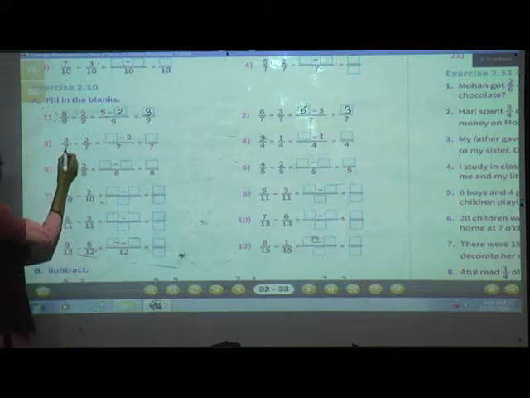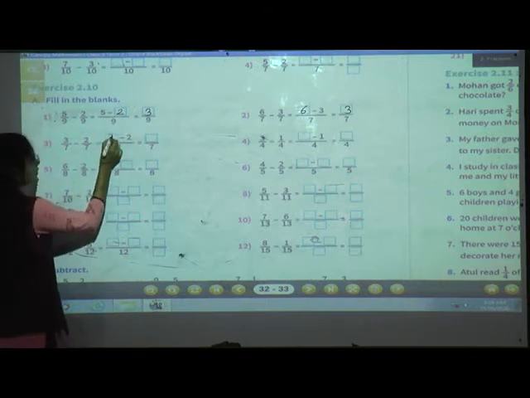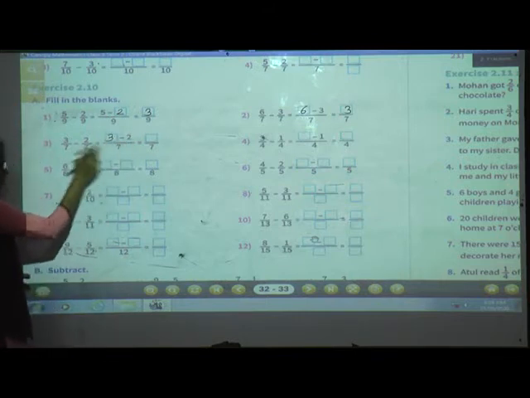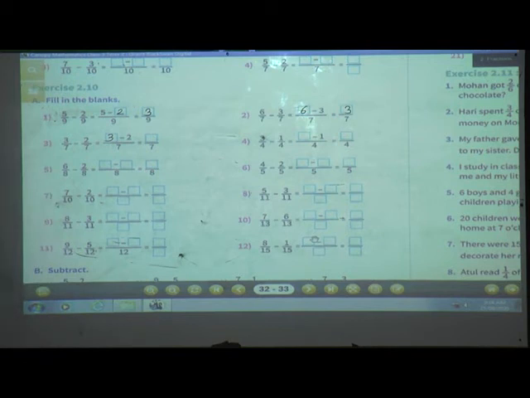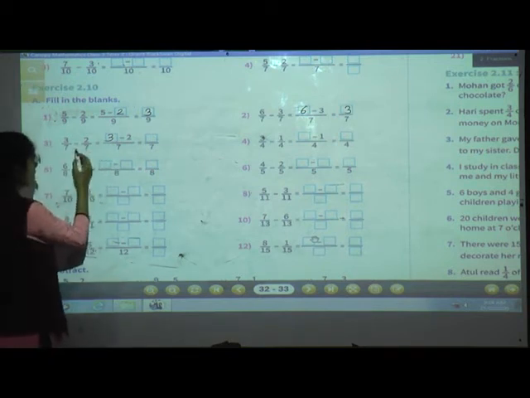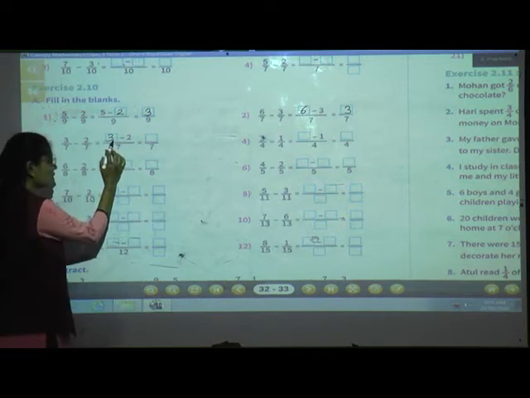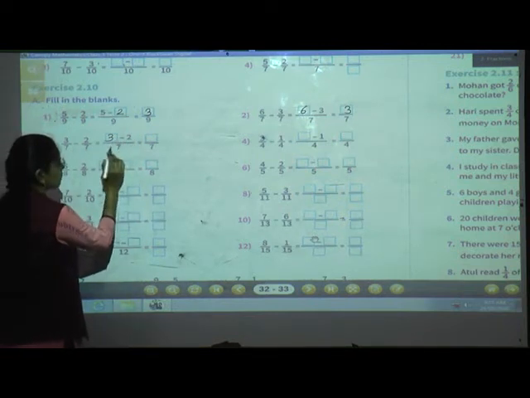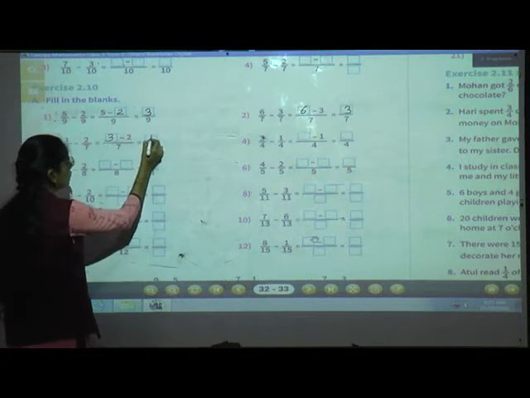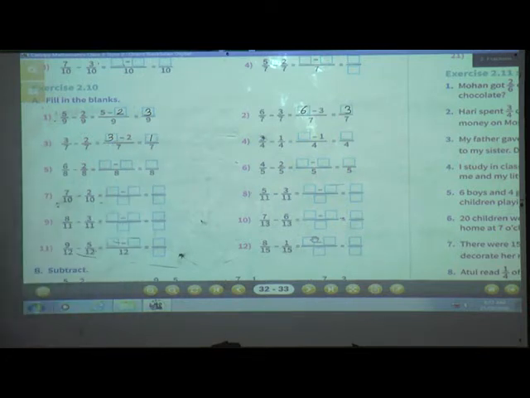Next, 3 by 7 minus 2 by 7. What will you do here? 3 minus 2 by 7. Only we have to do the subtraction in the numerator parts. Okay. 3 by 7 minus 2 by 7 is equal to 3 minus 2 by 7. Now 3 minus 2, 1. So 1 by 7 is the answer.